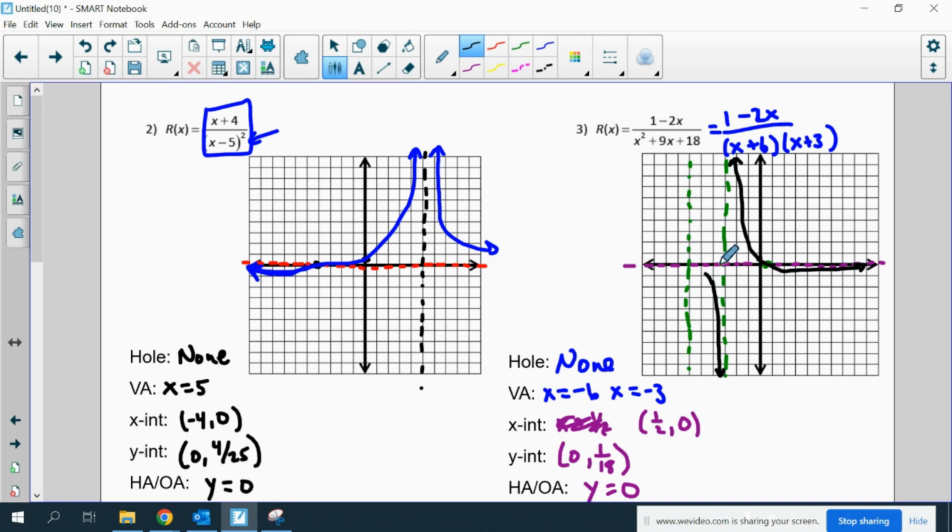Notice that there is not anything that crosses the x-axis here. There was no x-intercept in between. So it can't cross. It has to come back down. And then the behavior of the function at the vertical asymptote will be going in different directions. And then we will approach the horizontal asymptote as we go off to infinity.